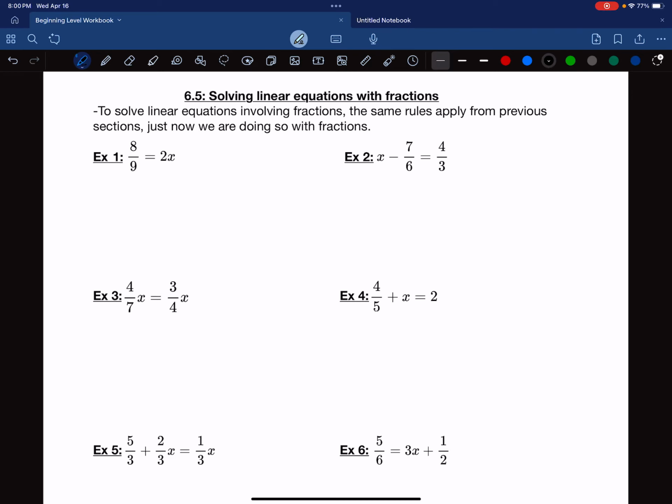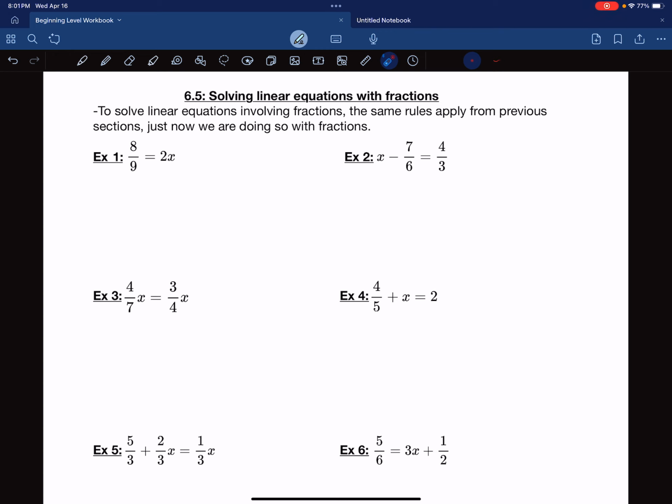Welcome to section 6.5. In this video, we are going to be solving linear equations. However, now we're going to do them with fractions. So just to be clear, to solve linear equations involving fractions, all the same rules we've been using still apply. The only difference now is that we're just doing it with fractions.